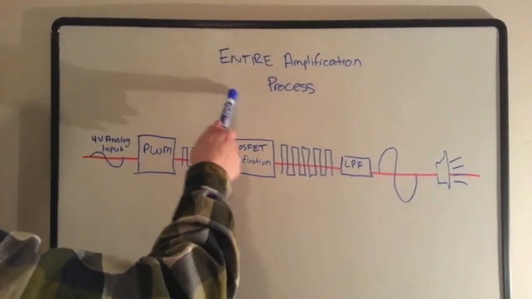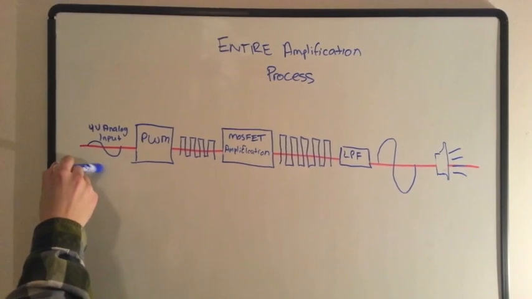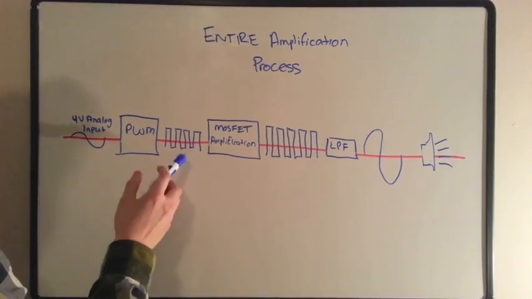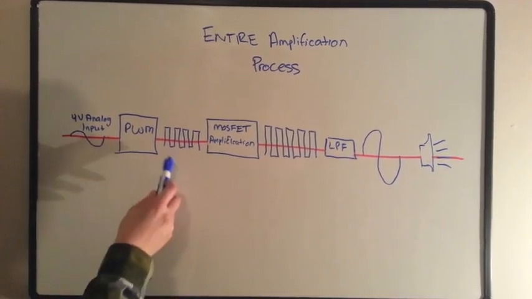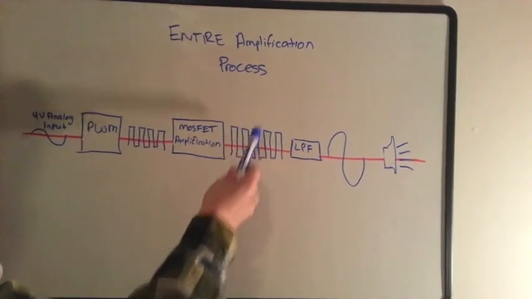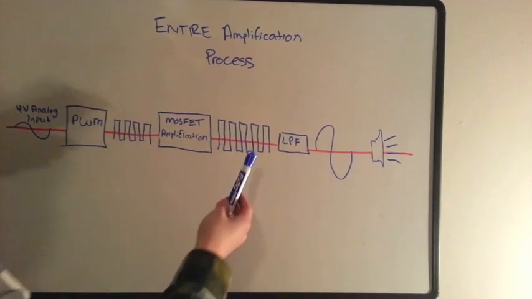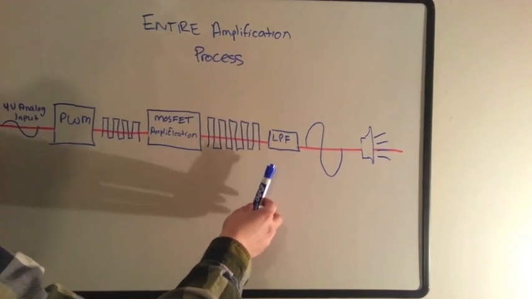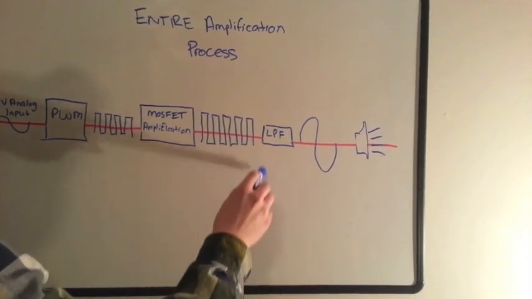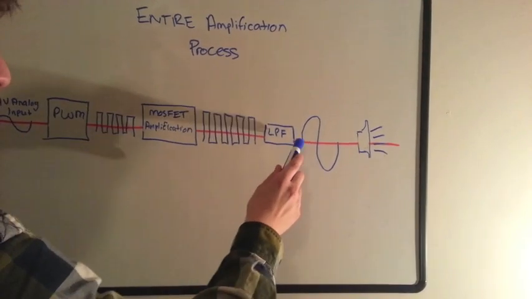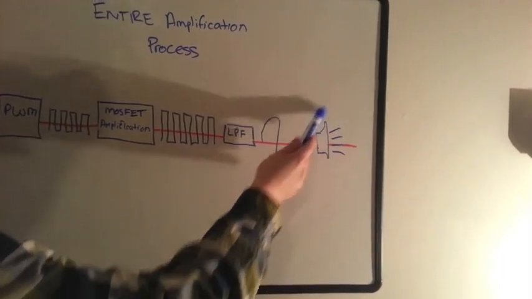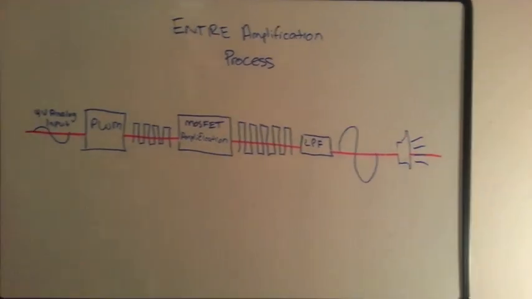So as an overview of the entire amplification process, we took a 4-volt analog input and put it through a pulse width modulation process, which translated the analog signal into a digital signal. The MOSFET took the digital signal, amplified it, and produced power gain. The low pass filter then takes the amplified digital signal and takes out the triangular part of the PWM signal, and leaves us with the amplified original audio signal that the speaker plays. And that's how a MOSFET Class D amplifier works.